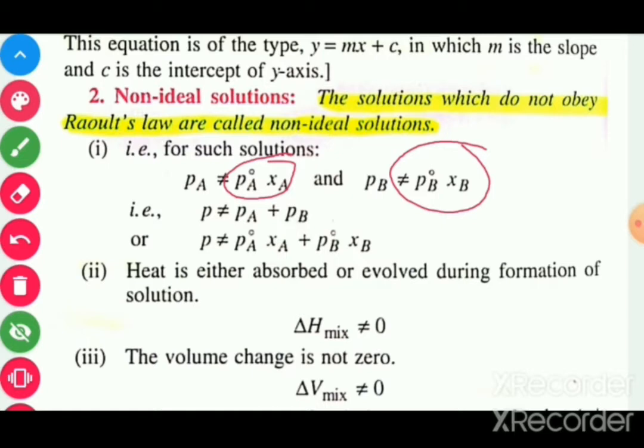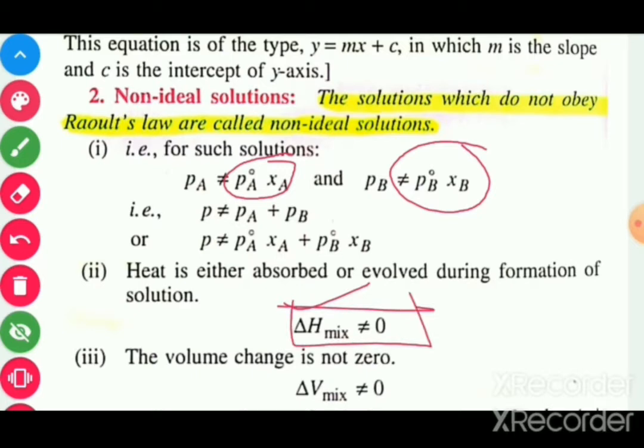Second point, heat is either absorbed or evolved. In the case of ideal solution, heat is neither evolved nor absorbed. But in the case of non-ideal solution, heat may be absorbed or may be evolved during the formation of solution. So if we consider the change in enthalpy, it is not equal to 0 in the case of non-ideal solution. So if the solution is non-ideal, the change in enthalpy of mixing is not equal to 0.